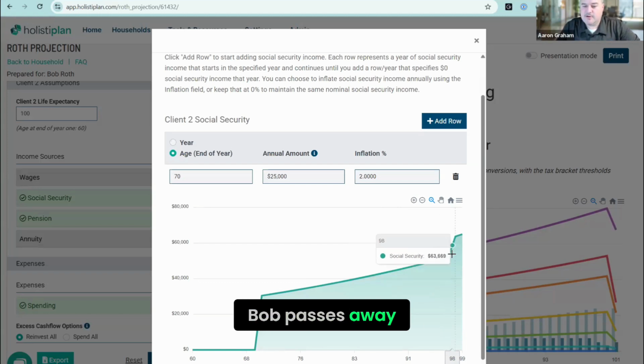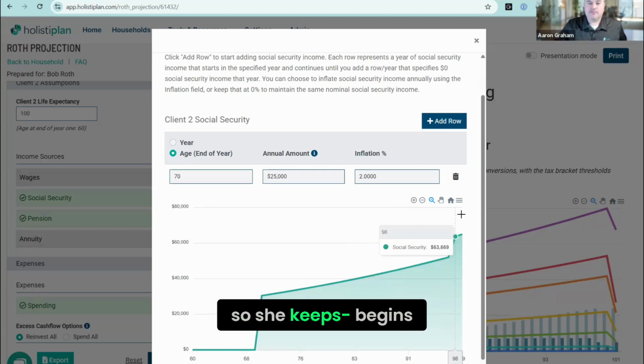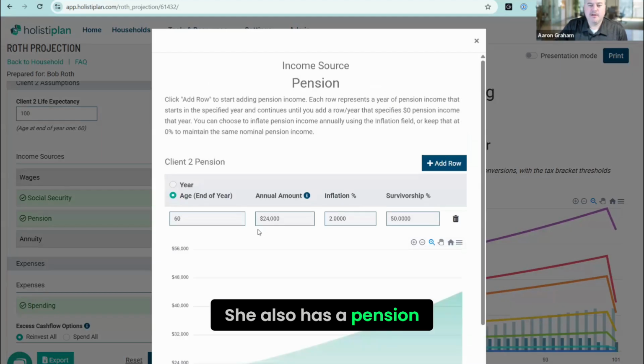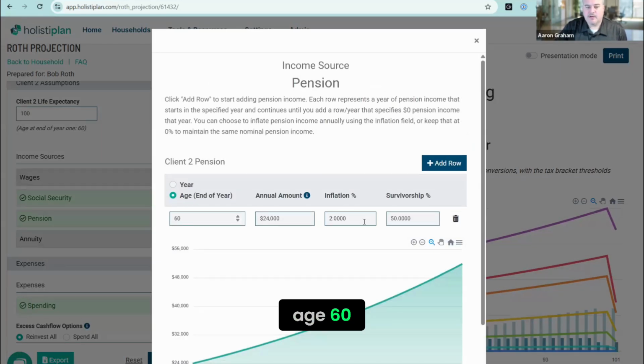Bob passes away. He's 2 years younger than her. So at age 98 for Jane, he's age 100. He's passed away, so she begins receiving that higher amount. That's why you see that bump here for Jane. She also has a pension. She's receiving $24,000 a year. She began it at age 60, inflating at 2% with a 50% survivorship benefit on that pension.